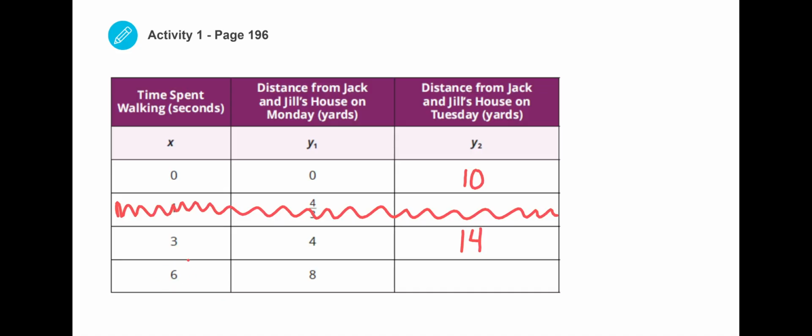Then we have, if they've walked for 6 seconds, they've gone 8 yards from Aunt Mary's house, or 18 yards from their house. Now look, when we're doing this one, what rate are we still going up each time? We're still going up at a constant rate of 4 each time, just like here, we go up 4, and from here to here, we go up 4. So our rate is not changing at all.